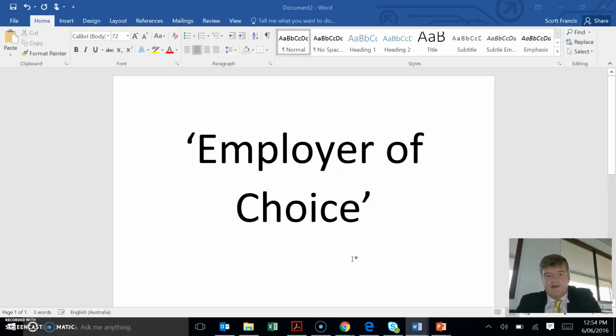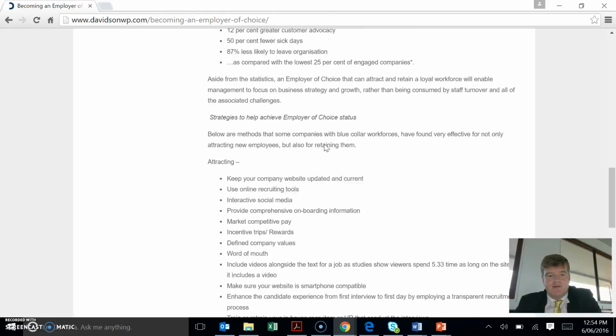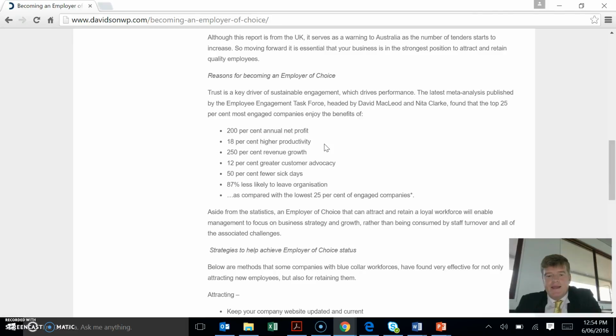I've got a couple of articles that are on Sector that I want to talk through. The first of these is a really interesting one from Davidson Recruitment. It starts by saying, why would you want to become an employer of choice? What it does is it looks at the top 25%, so the best quarter of companies, versus the lowest 25%. What happens in this situation?